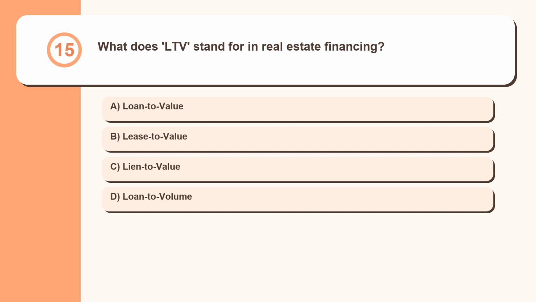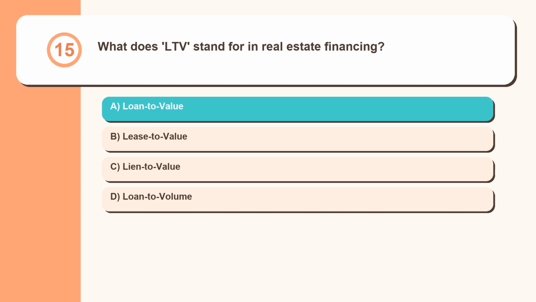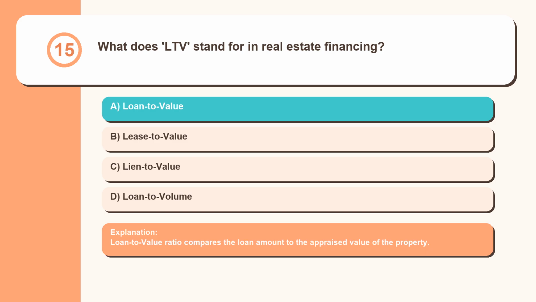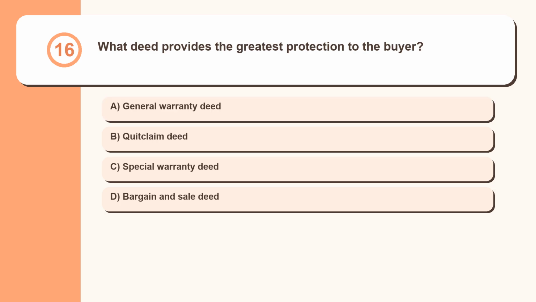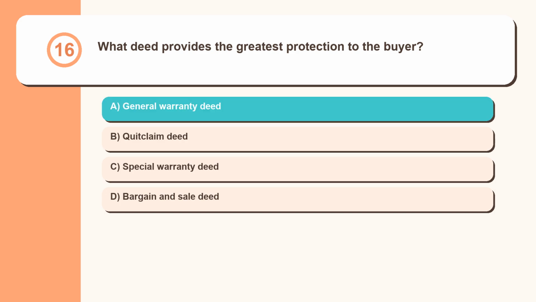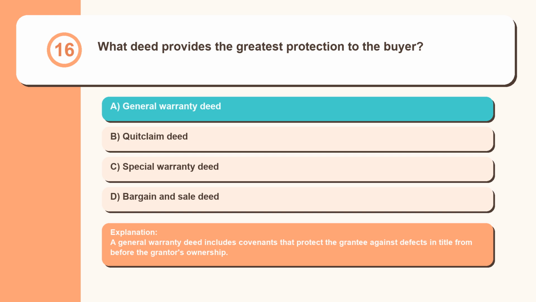Question 15. What does LTV stand for in real estate financing? Loan to value, lease to value, lien to value, loan to volume. Loan-to-value ratio compares the loan amount to the appraised value of the property. Question 16. What deed provides the greatest protection to the buyer? General warranty deed, quitclaim deed, special warranty deed, bargain and sale deed. A general warranty deed includes covenants that protect the grantee against defects in title from before the grantor's ownership.